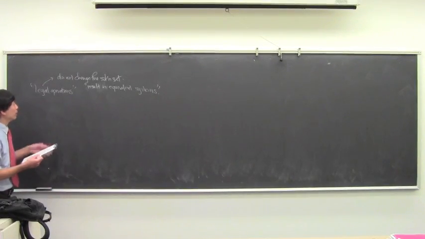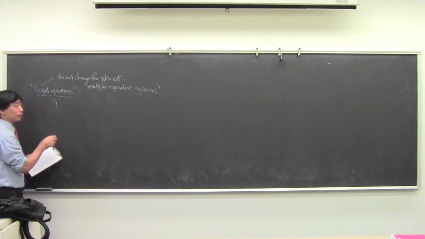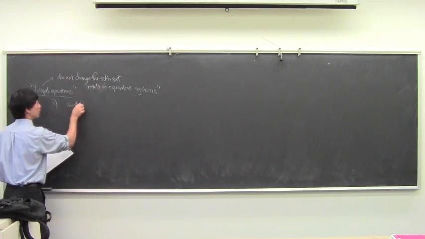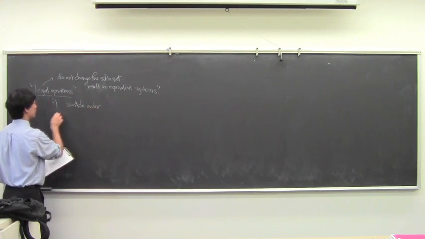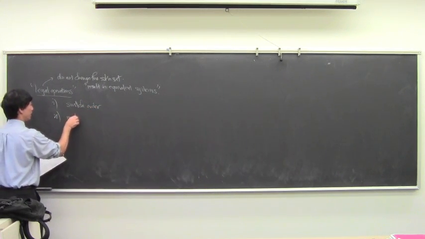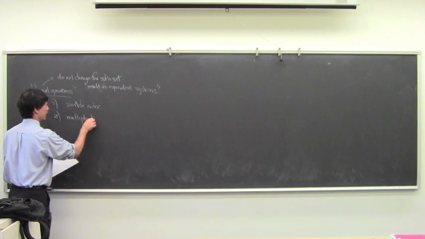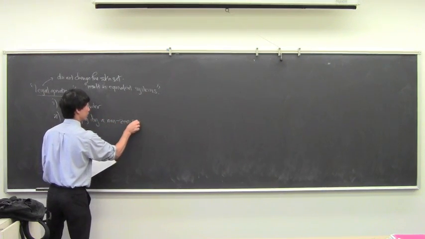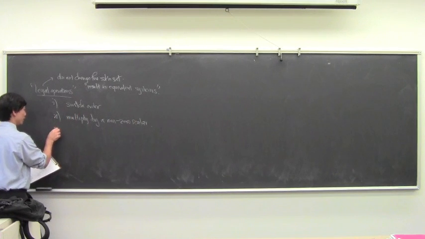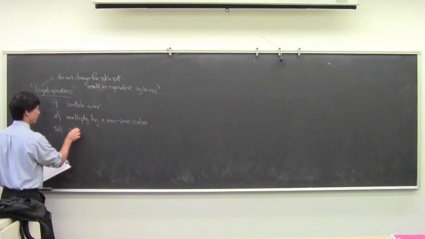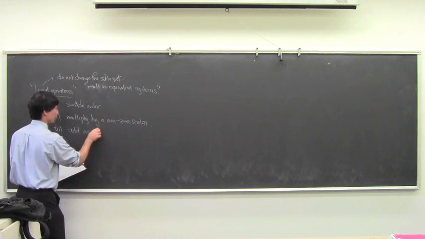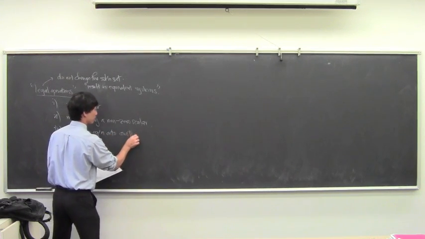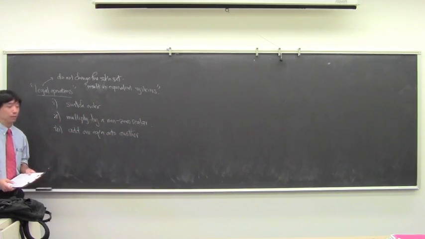Okay, so let's recall what they were. What were the legal operations? The first was, I think, switch, right? Switch their order. The second was multiply by a non-zero scalar. And the third was to add one equation onto another.